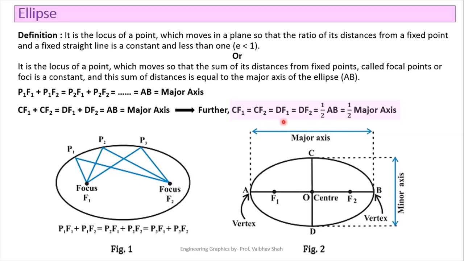So now for the simple case of DF1 and DF2, you can follow the same procedure, and you will be having the final answer as 1 by 2 AB, or 1 by 2 major axis. So you have to remember this equation. CF1 is equal to CF2 is equal to DF1 is equal to DF2, which is equal to 1 by 2 AB or 1 by 2 major axis. So now let us move ahead.